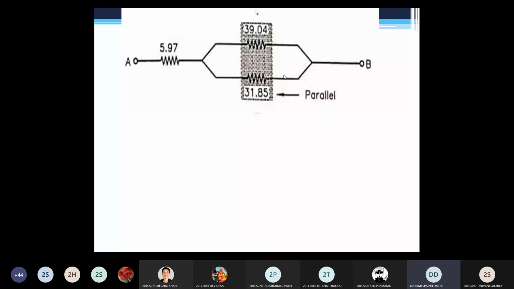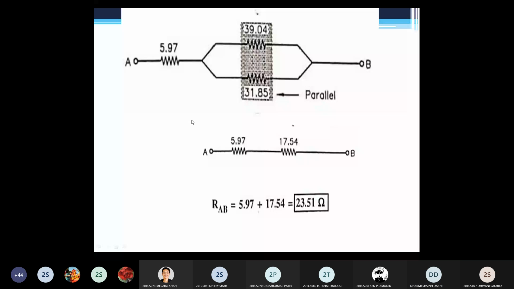Sir, I got the equivalent. Yes, what is the equivalent? 23.51 ohm. Yes. So first of all, do you all understand this up to this point? Yes or no? Does everyone understand? Yes. Okay. So first convert the parallel 31.85 and 39.05 equivalent, so you get 17.54. In series, you get 5.97. So your answer is 23.51. Do all of you get this answer? Yes, sir. Is there any doubt now?